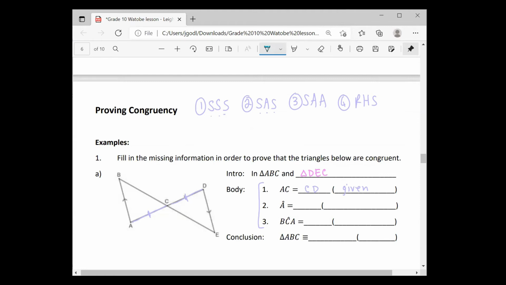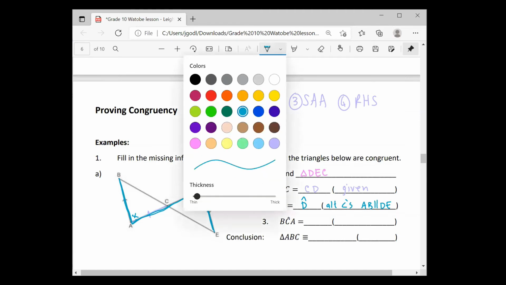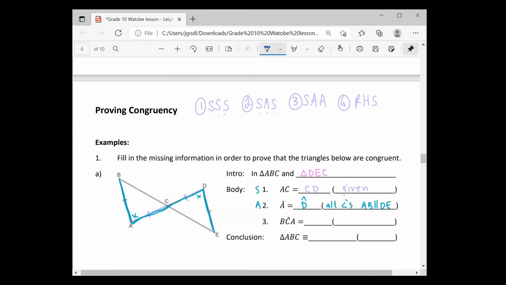Okay. Then for angle A, so that's this angle over here. We can see that this line is parallel to this line. And so we're creating a Z. And I can say that angle A is the same as angle D because of alternate angles when AB is parallel to DE. So that would be my second reason. So in my first reason, I found a side. In my second reason, I found an angle. You don't have to write those, but sometimes it helps because you know what you've got and what you still need. Third reason, BCA.